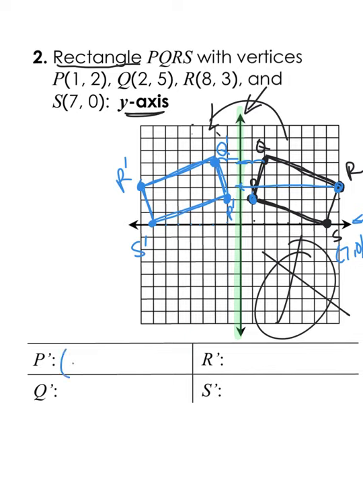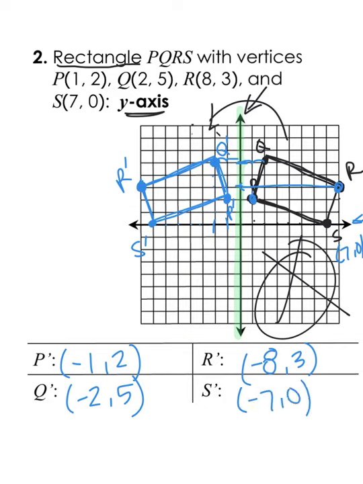P prime is -1, 2. R prime is -8, 0. Oh, I apologize. Hopefully you were like, wait a minute, that's not right. -8, where's R prime? Right here. So it's -8 up 3. Q is -2 up 1, 2, 3, 4, 5. So -2, 5. And then S prime is -7 and up 0.